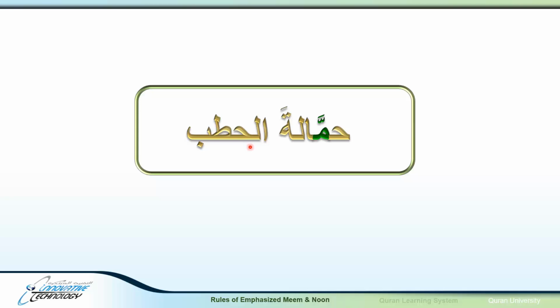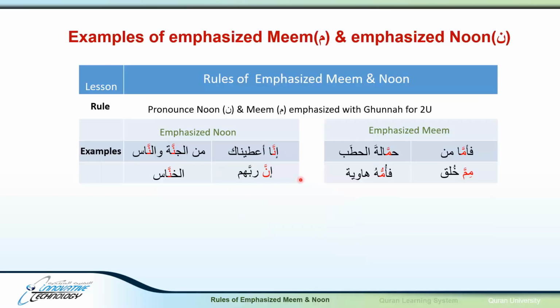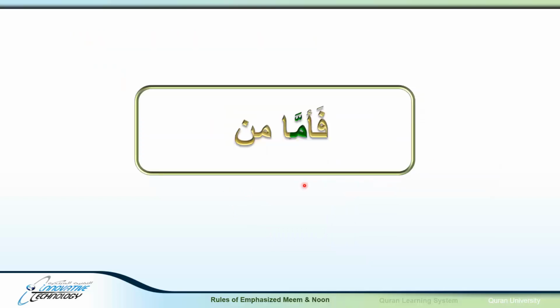حمالة الحطب, a meem with shadda. The first meem is sakin, ham, followed by a meem with fatha, mala, حمالة الحطب. Next example, فأما من, meem with shadda and fatha, basically a meem with sukoon, فأم, followed by meem with fatha, فأما, again Ghunnah for 2 units.